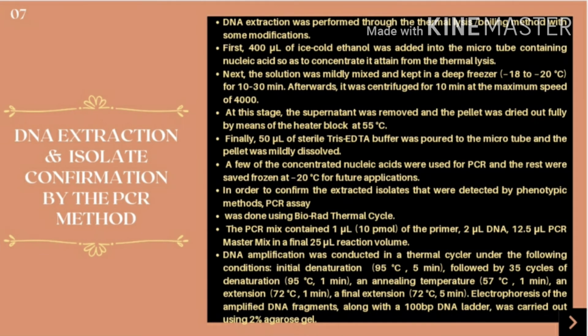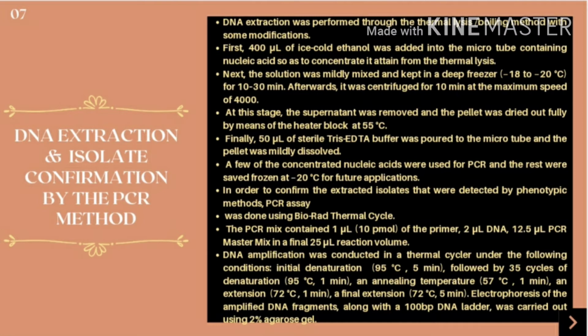The next identification technique is DNA extraction and isolate confirmation by the PCR method. Polymerase chain reaction (PCR) is a method widely used to rapidly make millions to billions of copies of a specific DNA sample, allowing scientists to take a very small sample of DNA and amplify it to a large enough amount to study in detail, where DNA extraction was performed through the thermolysis or boiling method with some modifications.